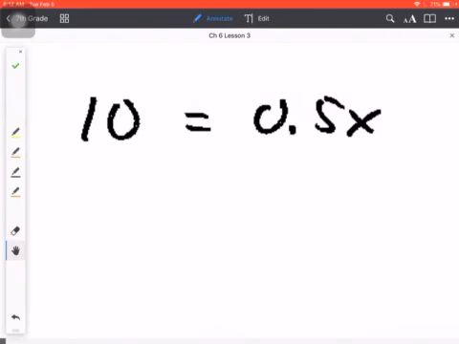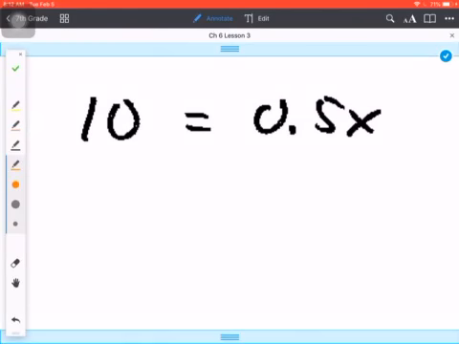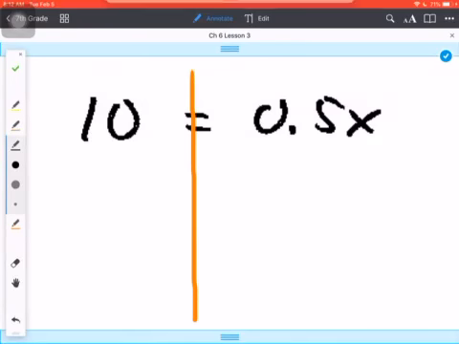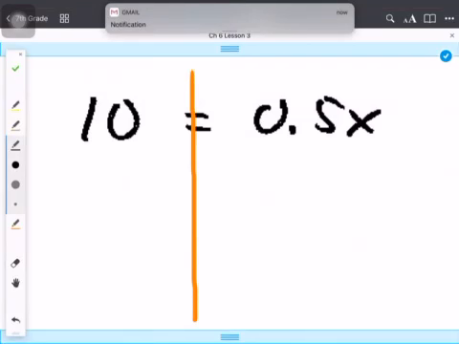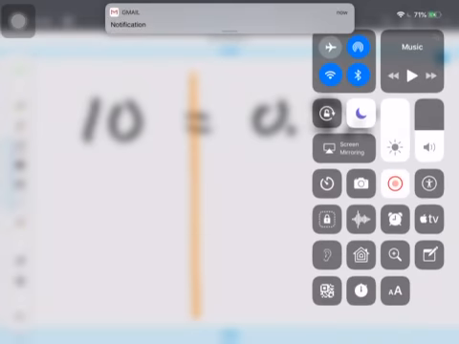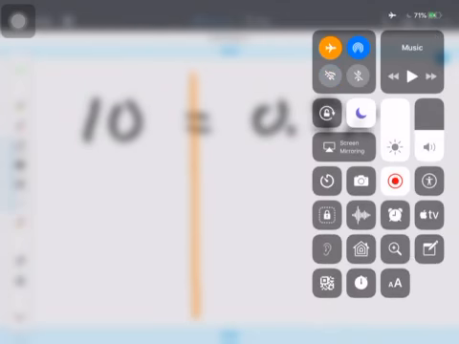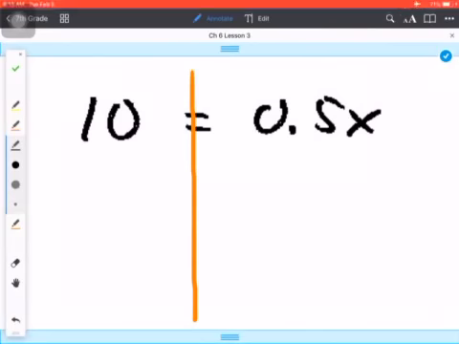Solve 10 equals 0.5x. Now, as we solve equations, it's nice to draw a line right through the equal sign so we can stay balanced. Now, over on the right side here, we have 0.5 times x. Notice how the x here is a variable, it's not multiplication.